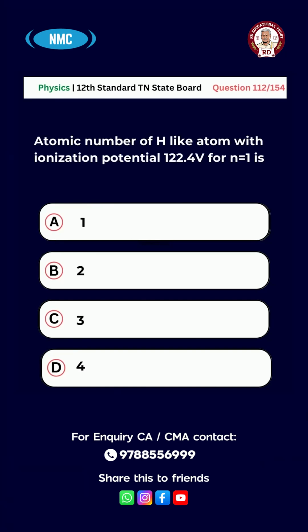Question number 112. The atomic number of an H-like atom with ionization potential 122.4 V for n equal to 1 is: option A, 1; B, 2; C, 3; D, 4. The right answer is option C, 3.